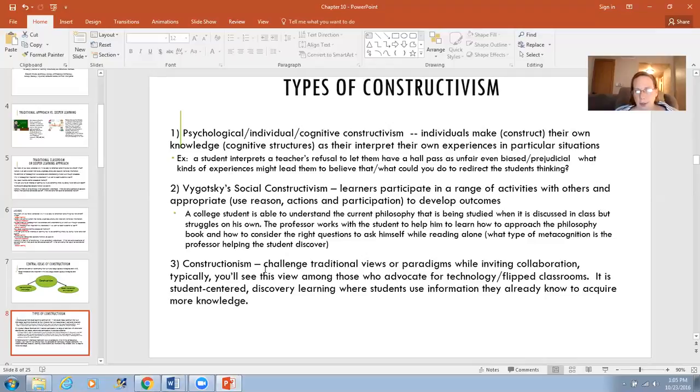The way to keep it straight, the easiest distinction to make is that with constructionism, you are going to see some employment of technology. So constructionism challenges traditional views or paradigms while inviting collaboration. Typically, you'll see this view among those who advocate for technology or flipped classrooms.